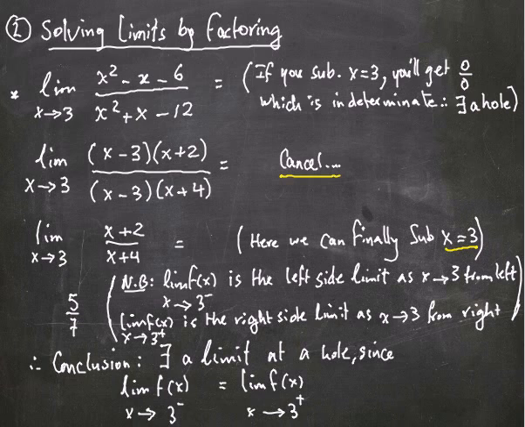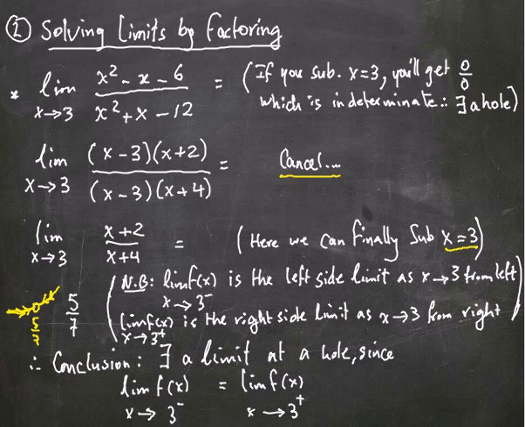In other words, when you have a hole, there will always be a limit from the left side of the hole and the right side of the hole. So as the function approaches the hole from the left, moving in that direction, the y value is going to get as close to 5 over 7 as possible. Same thing if the function approaches the hole from the right, the y value is going to approach 5 over 7 as much as possible, and therefore the limit is 5 over 7.